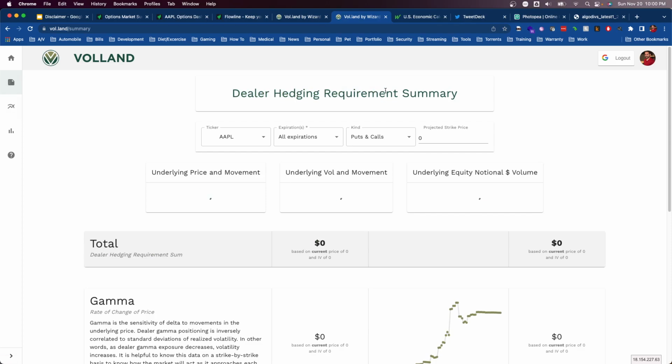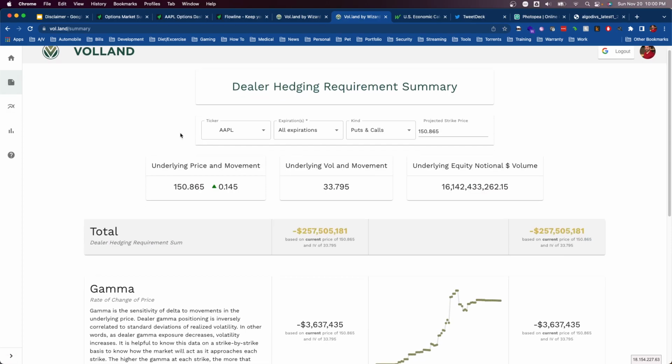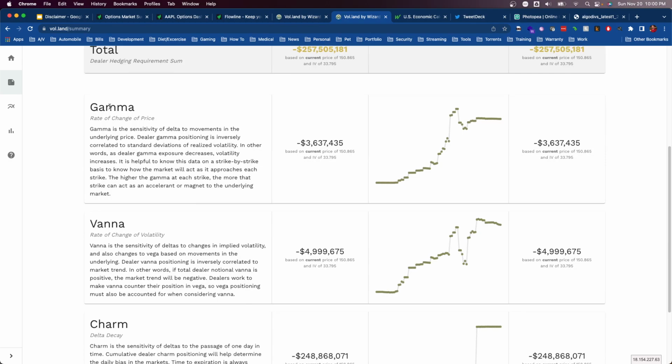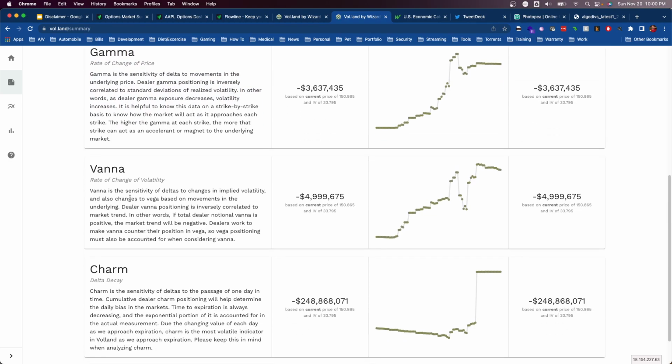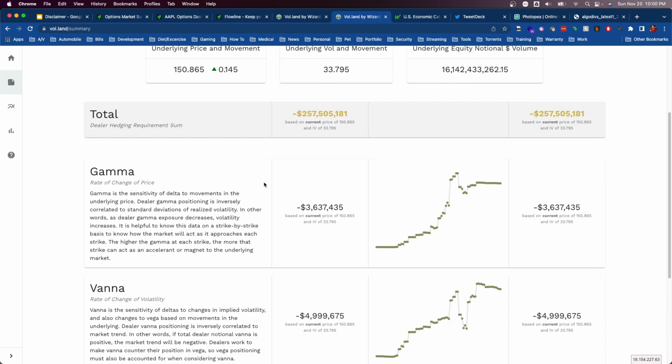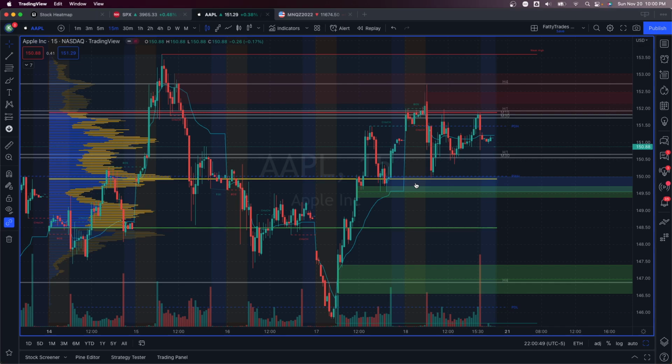the dealer hedging requirement summary, and we'll let this load. This takes all the gamma, VANA, and charm for us, gives a little explanation of what this all means, and shows the market maker hedging requirements at these price levels. So as I mentioned, if we flip back to Apple, we're currently at 150.88. I want to know what's going to happen as we push into this bearish order block. We already know that institutional money will likely short Apple here, will likely sell Apple here because they've done it in the past and it's already been tested once and had a nice little sell off.